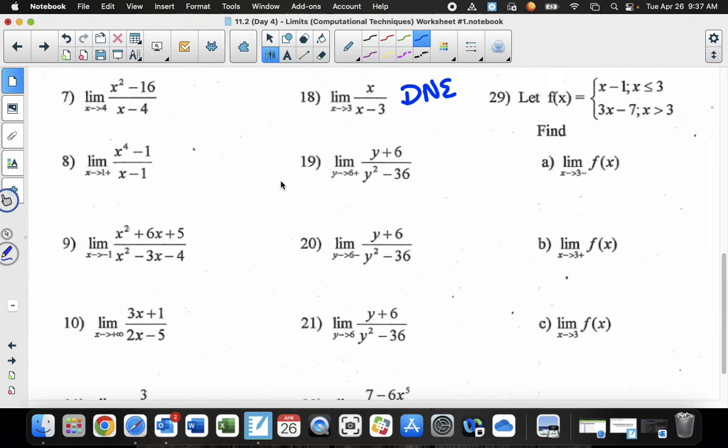Okay? So if you take 3 and I plugged it into the first one, 3 minus 1, there's your first limit, it's 2. Approaching 3 from the right means you're on the second equation. Plug it in, 3 times 3 is 9, minus 7 gives you 2. There's your second limit, which means what's the answer to C? 2, because you approach the same thing from both sides.